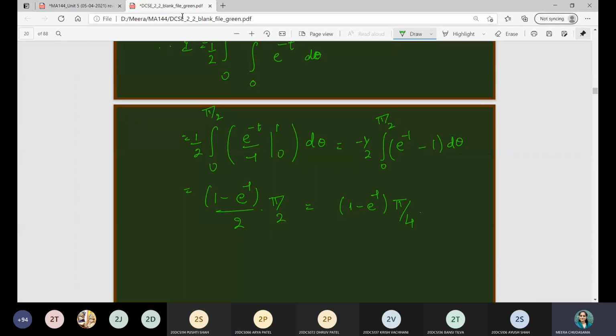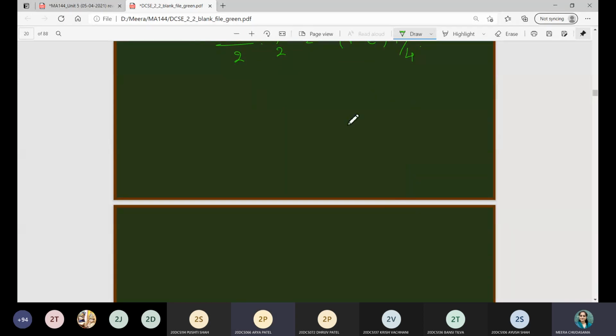Semicircle. In which region? Above the x-axis. The entire circle has center (0, 0) and radius 1. Okay, let us see.